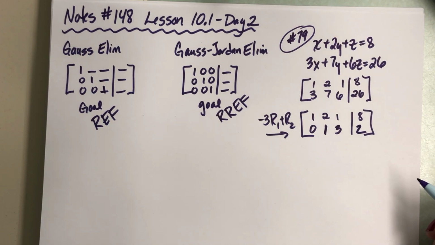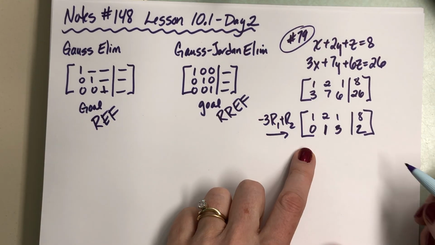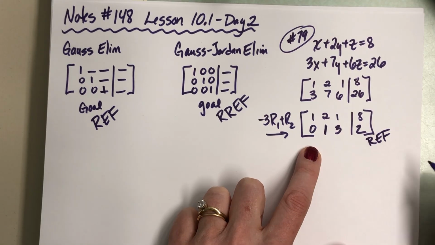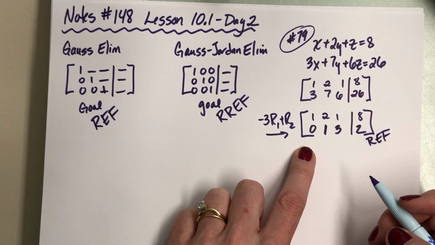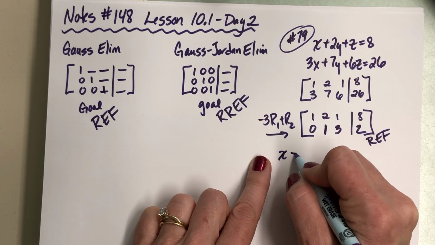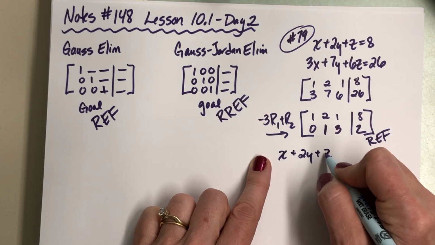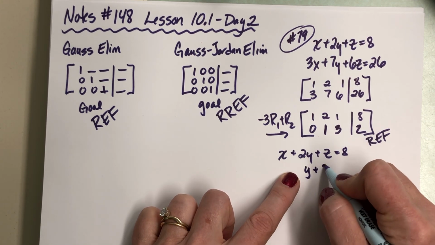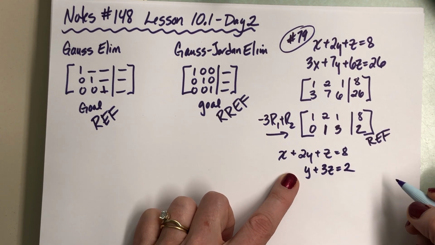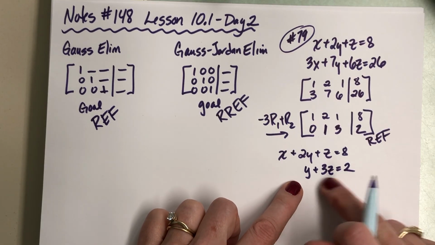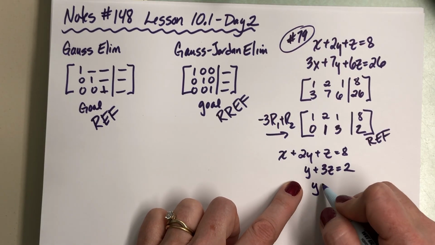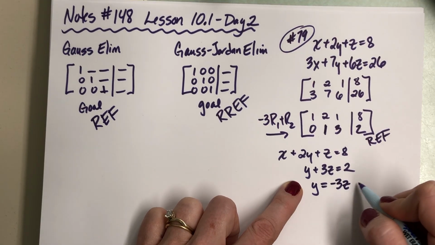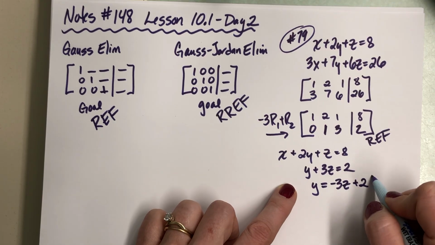All right, so stop and look at this. I cannot go any further. This is what's called row echelon form, by just doing one step, which is pretty great. Let's turn it back into equations. So this would be x plus 2y plus z equals 8. And then I could take that second equation and turn it into y plus 3z is equal to 2. I'm thinking that this would be pretty easy if I made this y equals negative 3z plus 2, right? So I figured out what y is.